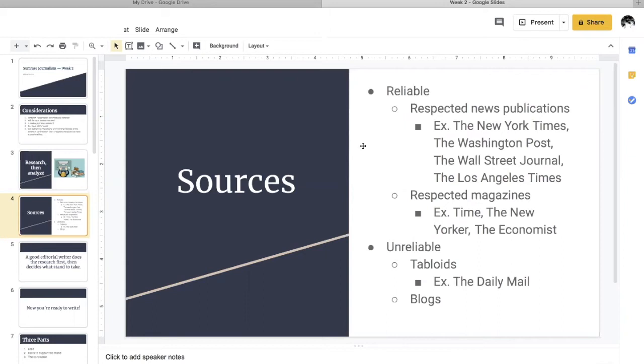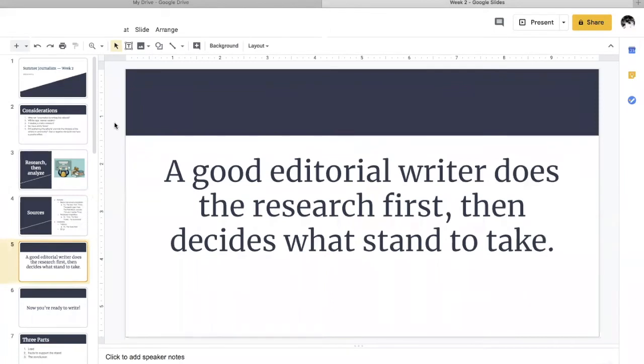Okay, so given all of that, a good editorial writer does the research first and then decides what stance to take. This is kind of counterintuitive, because when I asked you to think of a topic that you really want to write about, you probably thought, what's something I want to write about and what is my opinion on it? The first part is great. What is something I'm passionate about, or what do I want to look into more? But then your second step should be to research. Read everything from your sources, look into the issue more, decide where you stand on this issue, and then you can start writing.